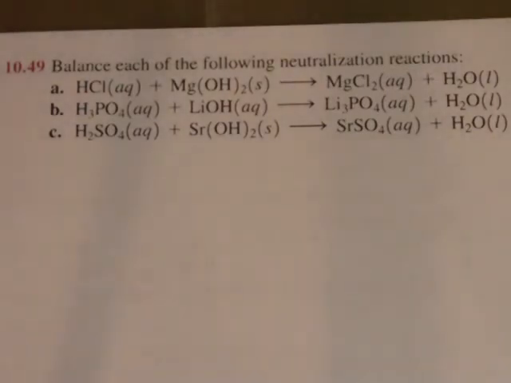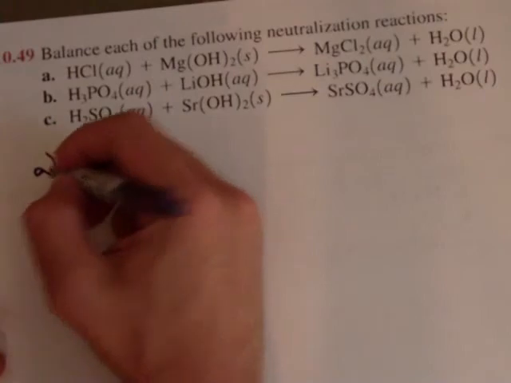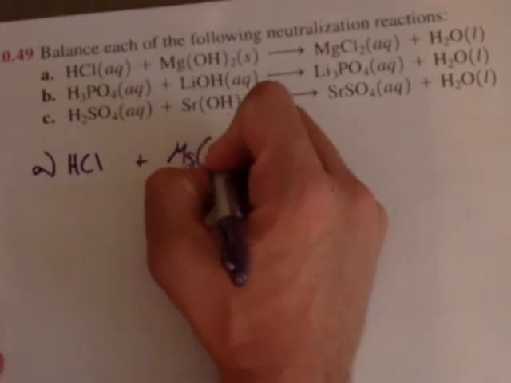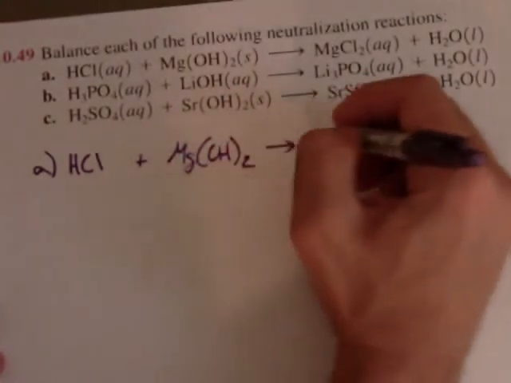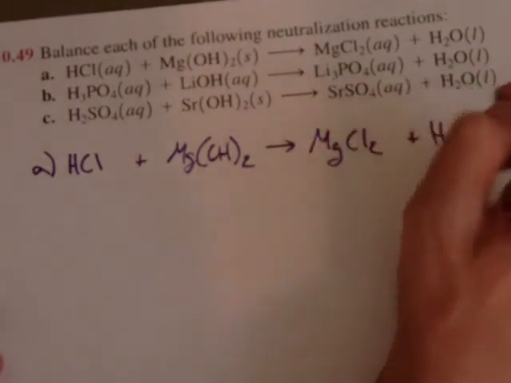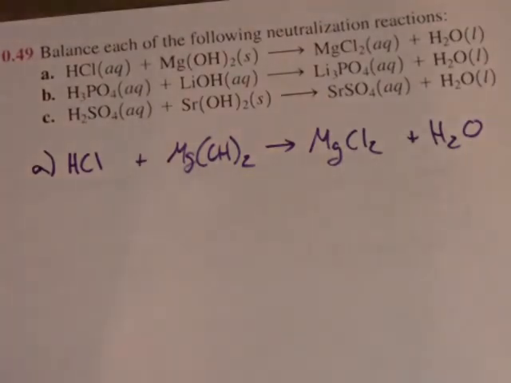In 10.49, it's asking us to balance the neutralization reactions. So we'll look at A. We have HCl and MgOH2 making MgCl2 plus H2O. You can approach balancing this question in different ways. One way you could look at it is that you need to have the same number of OH minuses as acidic protons. Or you could just look at it and balance it as we've always done.